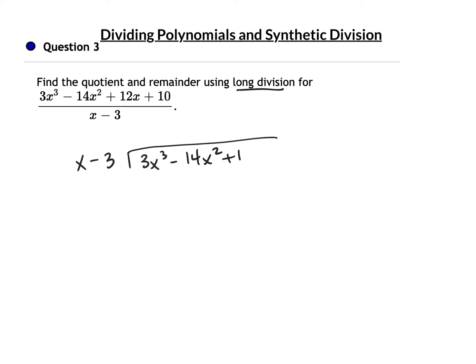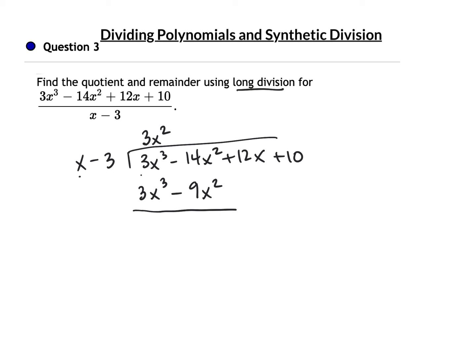Remember that you need something in each spot. If there's no x squared, you need a 0x squared. If there's no x, you need a 0x. x times something makes 3x cubed. Well, that would be 3x squared. Now I multiply. 3x squared times x minus 3 is 3x cubed minus 9x squared.